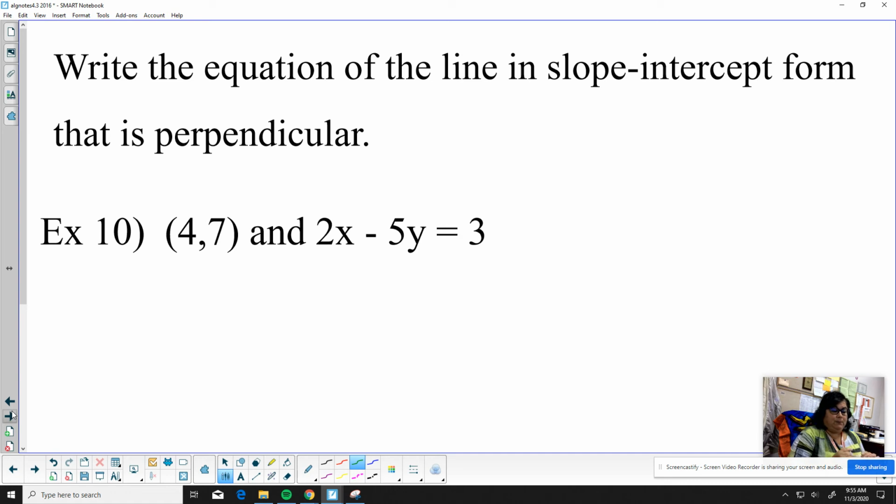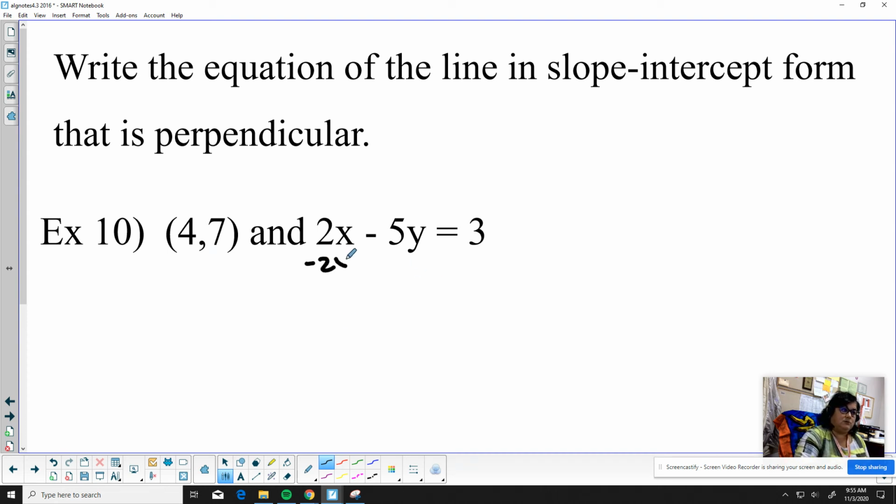All right, I want you to press pause and I want you to try this one and see if you get it right. Remember, you need to put this in slope-intercept form. This is your x and this is your y. Don't forget once you get the slope to flip it and change the sign. Okay, give that a try.